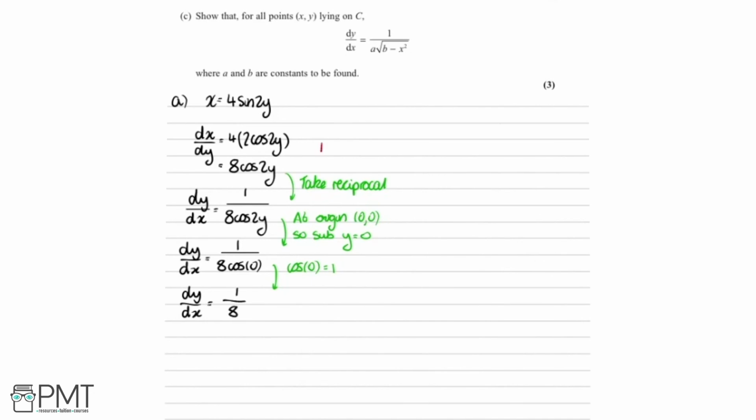So we'll get 1 mark here for all of this working. So attempting to differentiate x equals 4 sine 2y, and then taking the reciprocal, so inverting it to get dy by dx. Then we get the second mark here for realising at the origin it's going to be 0, 0, and subbing that in and getting dy by dx equals 1 over 8.